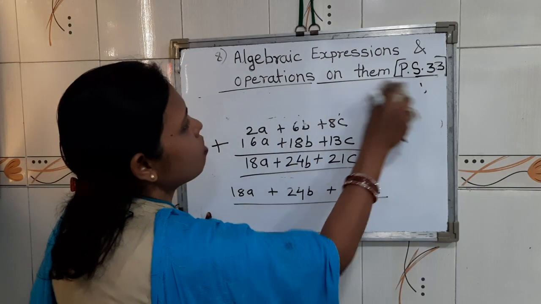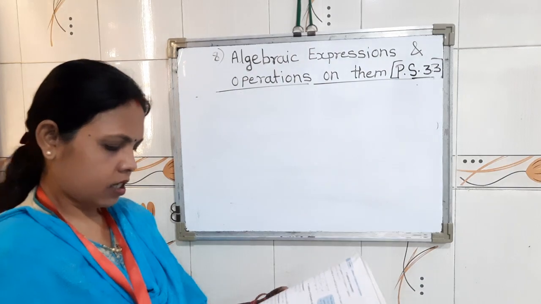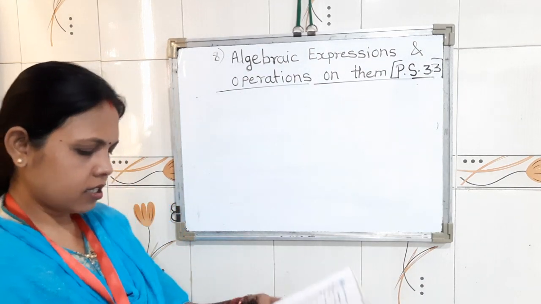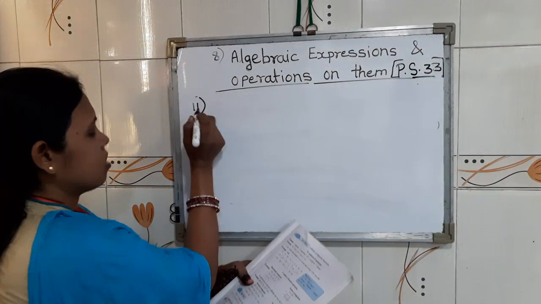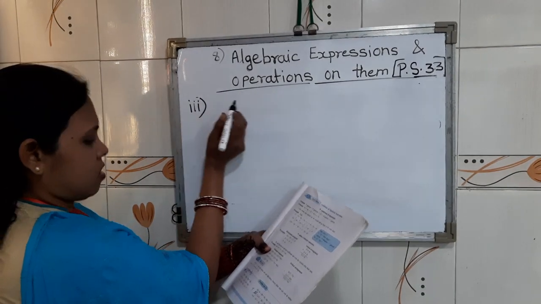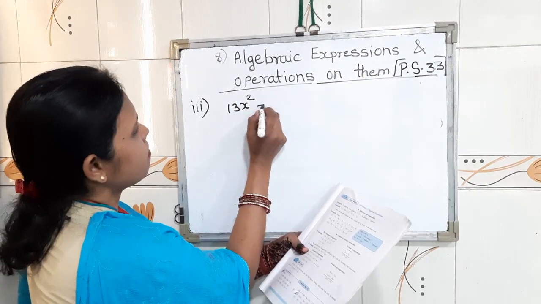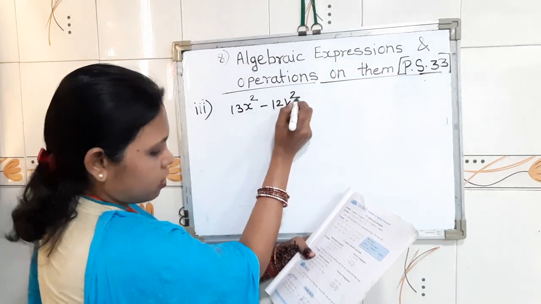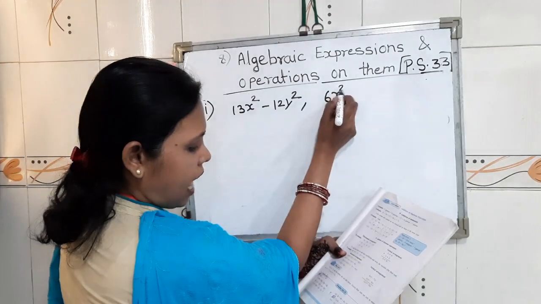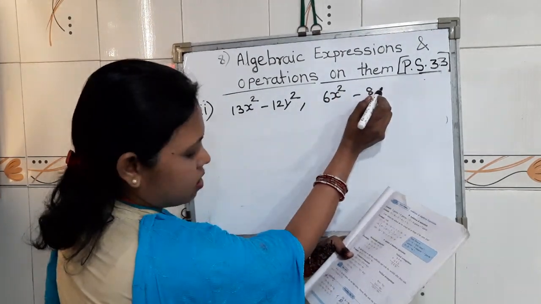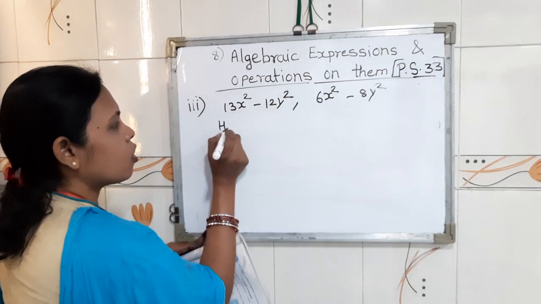So children, now we will solve question number 6. Before that we will solve the third one also. Third question: 13x square minus 12y square, first term. Second term, 6x square minus 8y square. So children, first one, horizontal method.